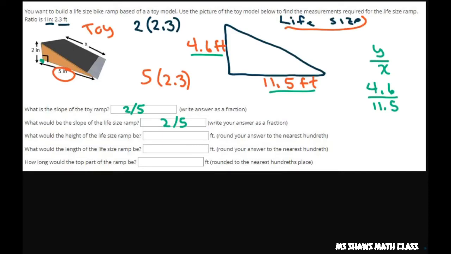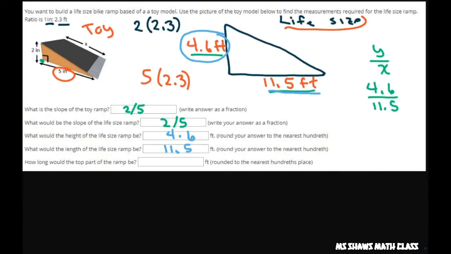All right. What would the height of the life-size ramp be? Well, actually, we already did that. And that's going to be 4.6 feet. So 4.6. We're just going to write it like that. And the length, we already did that. And that's going to be 11.5. So we're really rounding to the nearest tenth. We're not putting a 0.